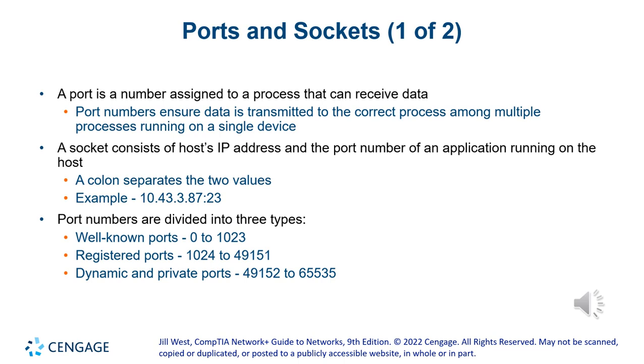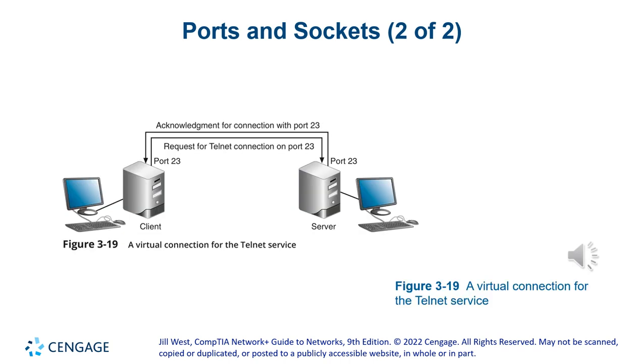But on the well-known ports, you have that value of the port that you want to communicate with. So in IP representation, you'll write the IP address, colon, and the port number that you want to talk to. So that means the communication that I'm doing is going to be to 10.43.3.87. That's my destination, and I want to talk to that destination on port 23, which in this case is telnet. So it's already pre-assigned for that.